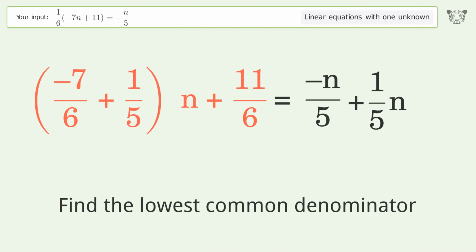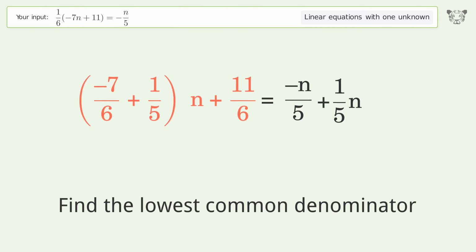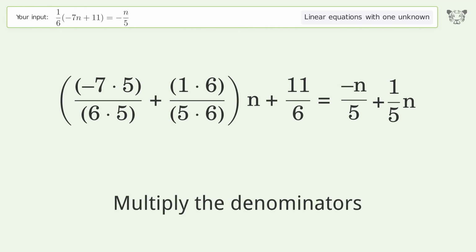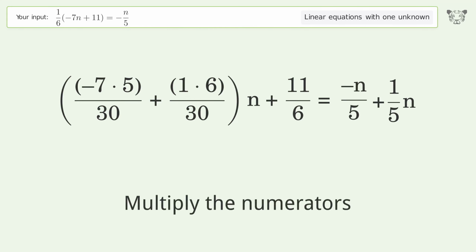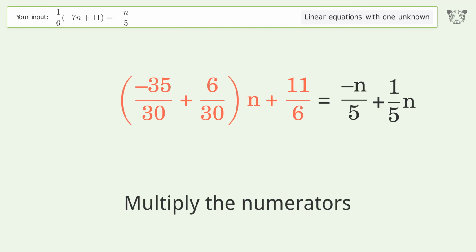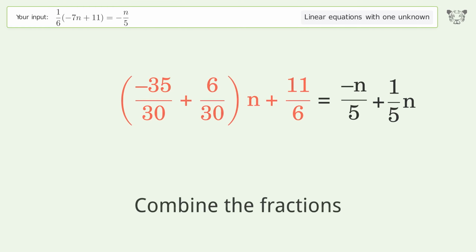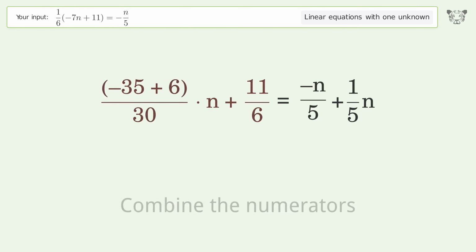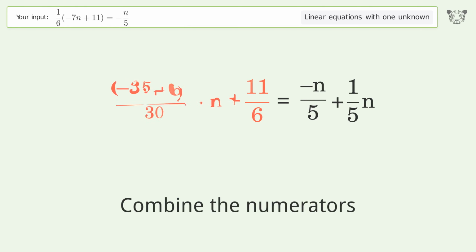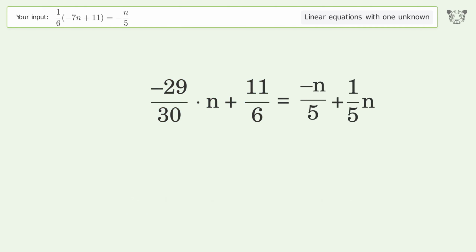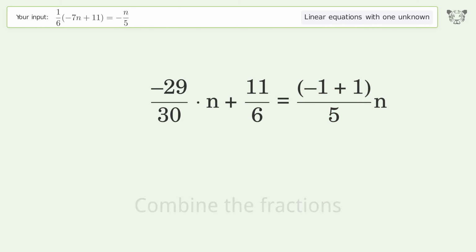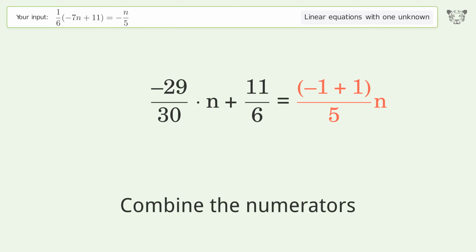Find the lowest common denominator. Multiply the denominators. Multiply the numerators. Combine the fractions. Combine the numerators. Combine the fractions. Combine the numerators.